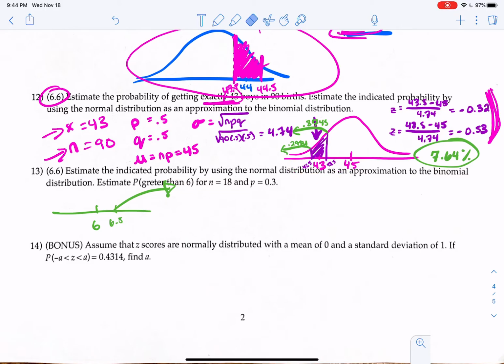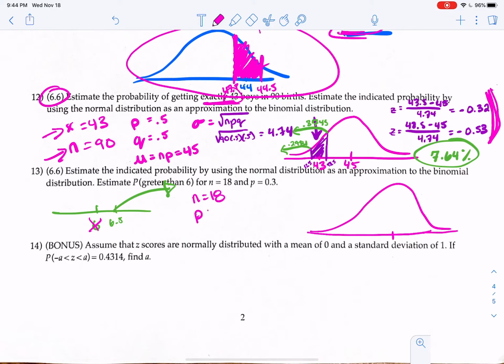13, we want to know greater than 6. And this is another one where we're using a normal distribution to approximate the binomial. Okay. So greater than 6 means we're not including 6. We're using 6.5 and beyond. All right. So I'm going to write this out on a bell curve just to make this look a little bit easier. Our average goes there in the middle. So we know that n is 18 and we know that p is 0.3. And our x is 6.5 technically is what we're going to use for x. We're not going to use 6, we're going to use 6.5.